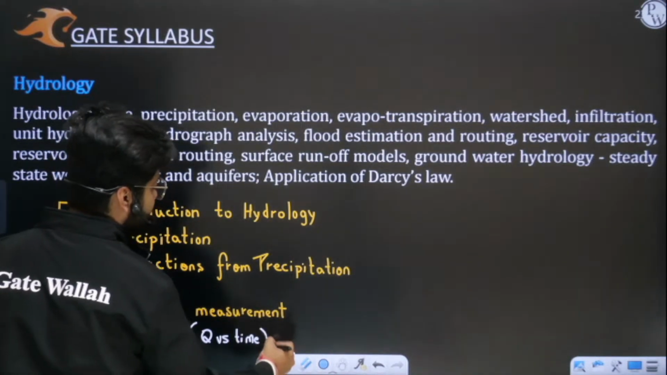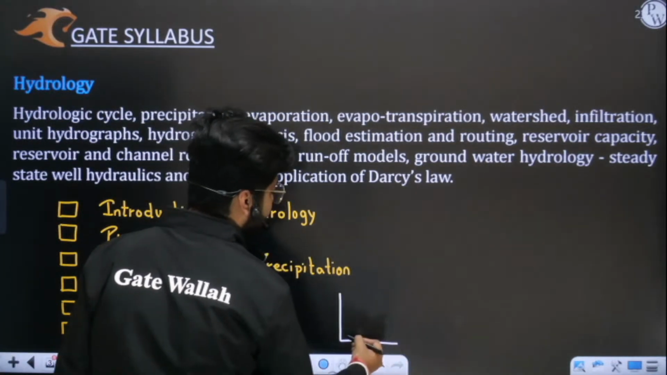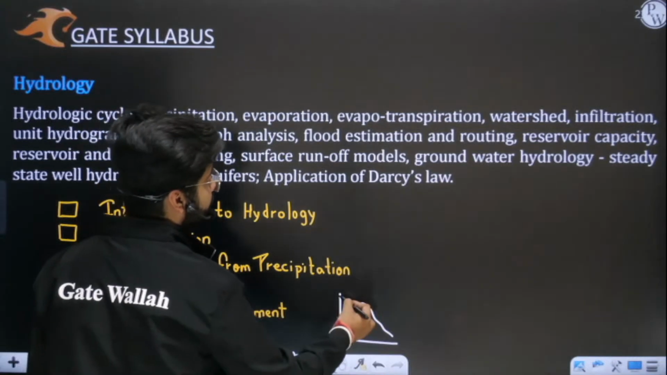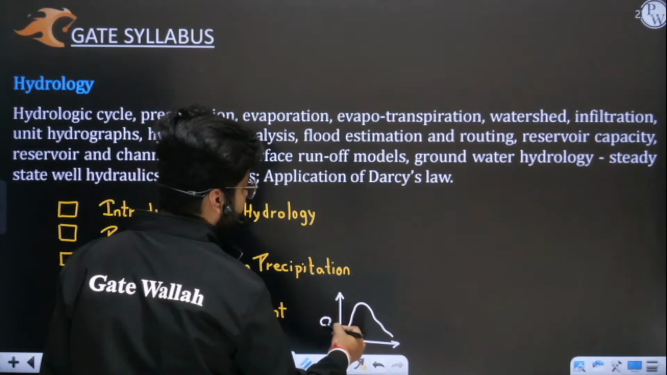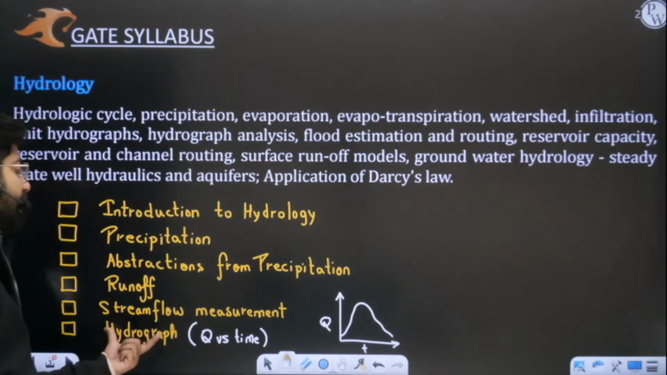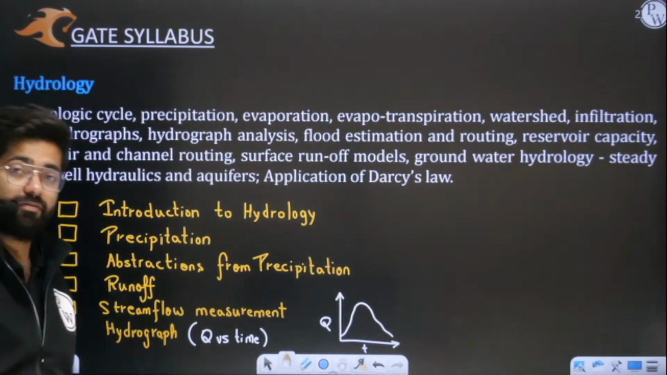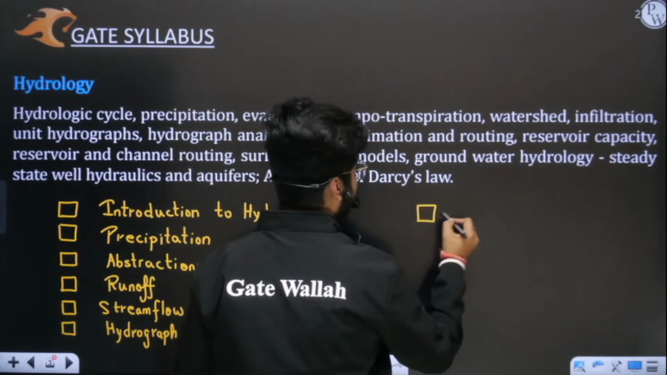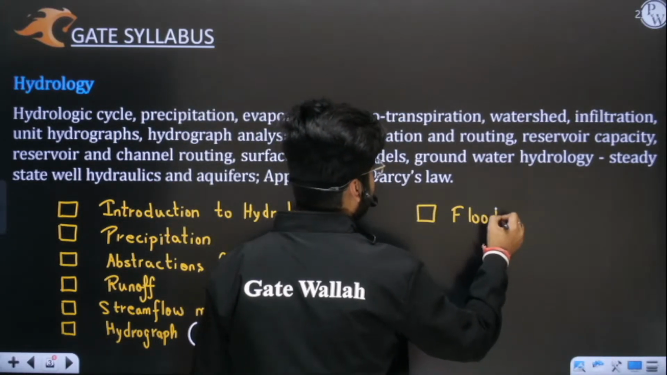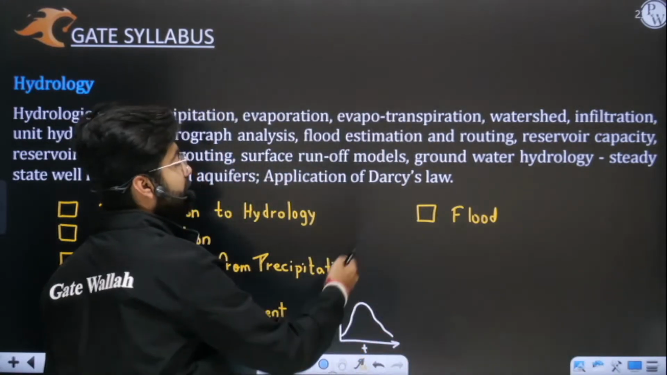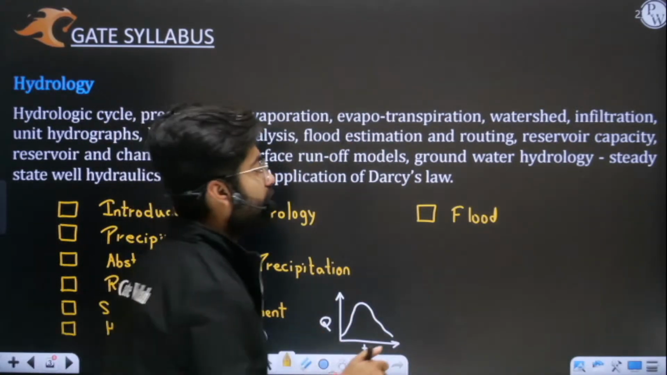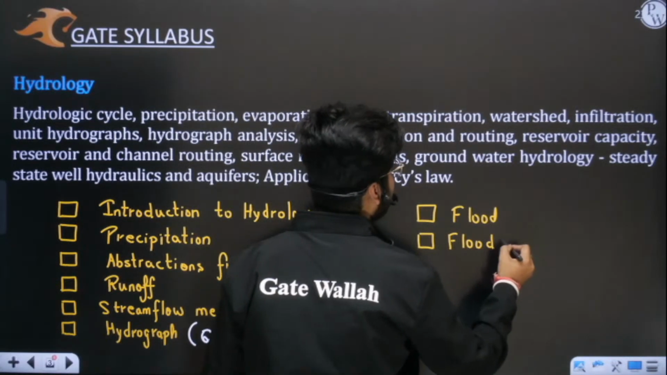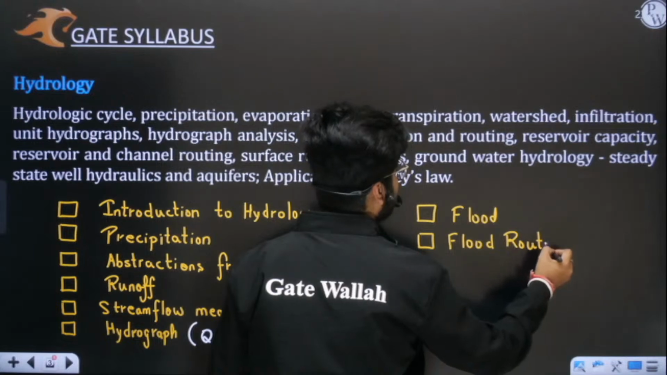You need to understand one thing: after rainfall the graph will go up, and after the rainfall has stopped, the graph will again come down. This is nothing but a discharge versus time graph. So we have to understand what a hydrograph is first. After the hydrograph we will understand what a flood is, because if rainfall is in excess quantity you will see that the discharge has crossed the limits. So we have to understand flood, and we have to understand flood routing. We'll try to understand what flood routing is.